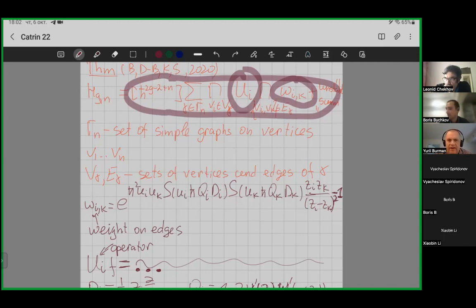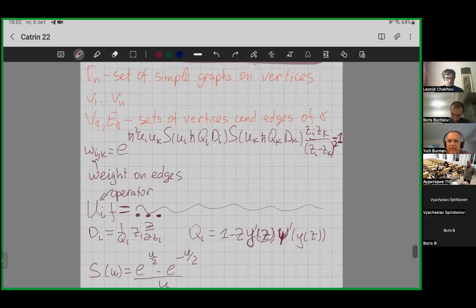Is there a direct path from Orlov-Scherbin formulas to the spectral curve? Can we show a spectral curve if we have the Orlov-Scherbin procedure? You see, to obtain this expansion, we should know something about the numbers. The topological recursion itself doesn't guarantee any of this stuff.